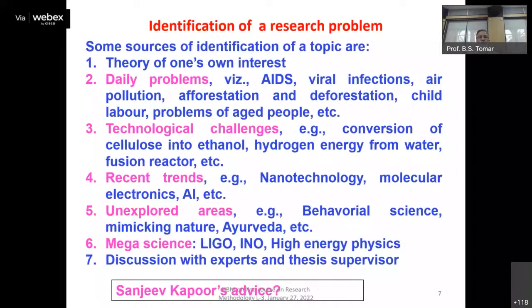Then air pollution, one of the burning problems of our whole world. Then afforestation and deforestation, both are important. So people are doing research. Child labor, it's a social problem. Then the problems of aged people, aging. People are working on how to retard the aging process. All these are problems, and there one can really contribute in a small step.